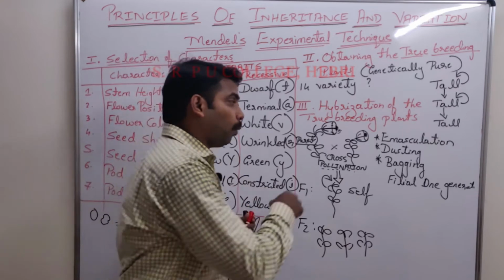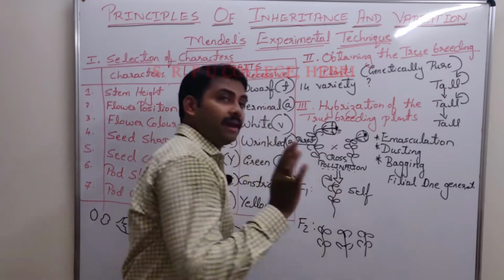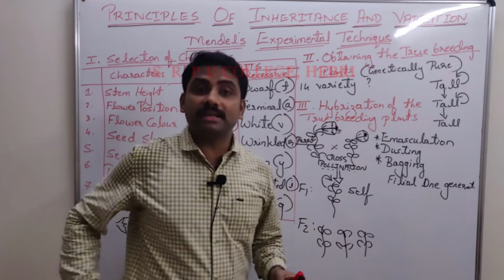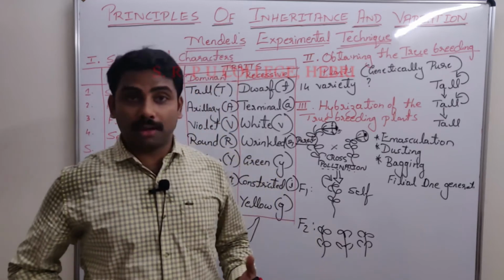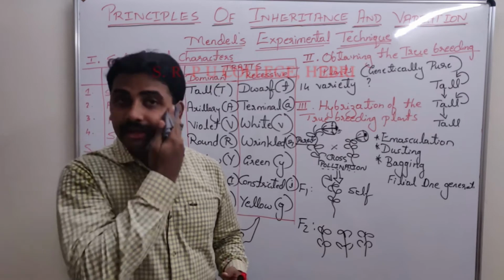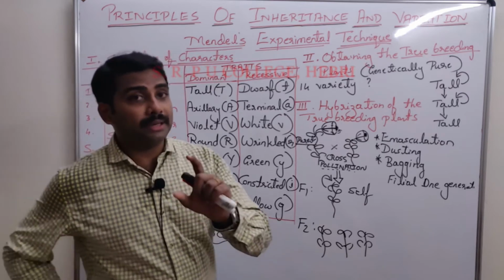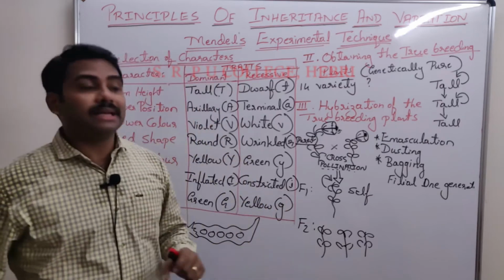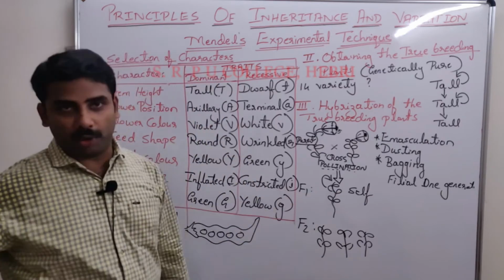You may ask me, why here is it cross, why is it self-pollination? Definitely you are going to understand this when I start the concept of monohybrid and dihybrid cross. Okay, then I will tell you clearly why cross-pollination, why especially self-pollination the second time.